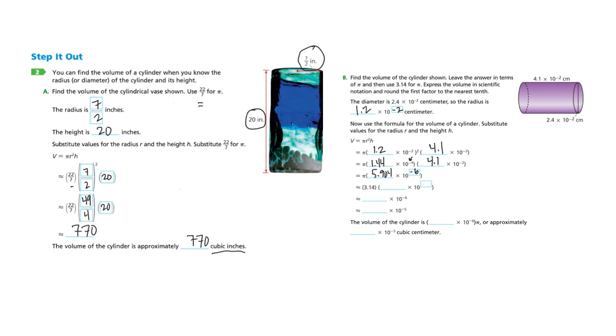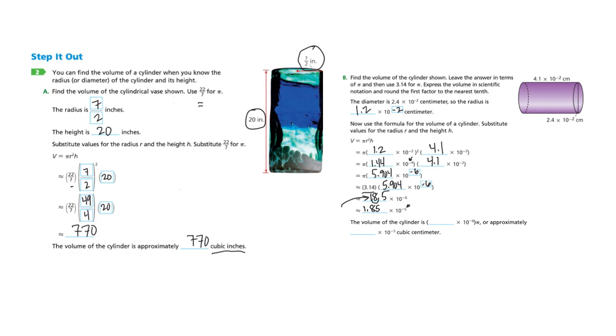Then we're substituting, they substituted in the 3.14, so this stays still this. And then 3.14 times 5.904 equals approximately 18.5. And then you want to change this to scientific notation, so we're going to move that decimal point, and so you have 1.85 times 10 to the negative fifth.